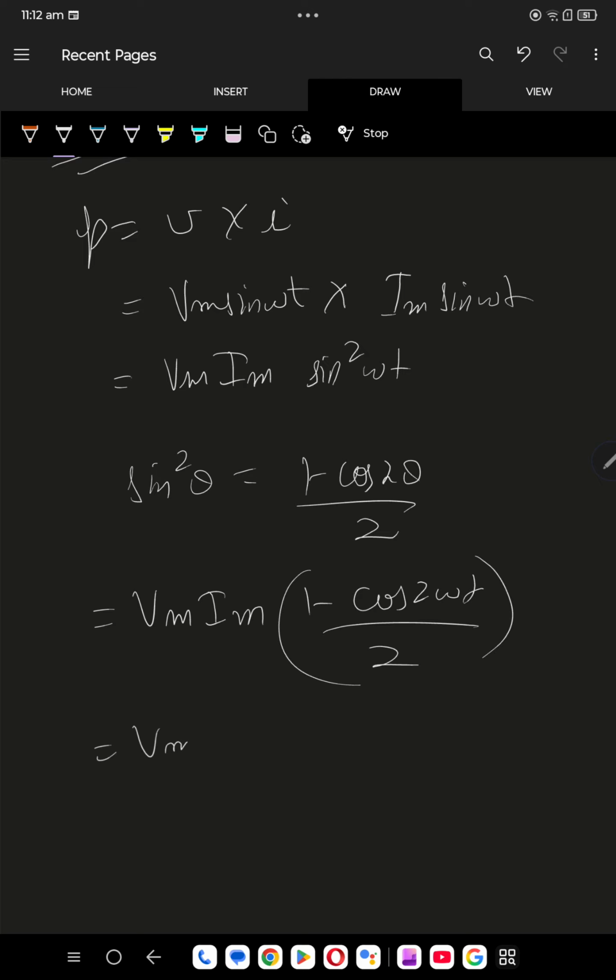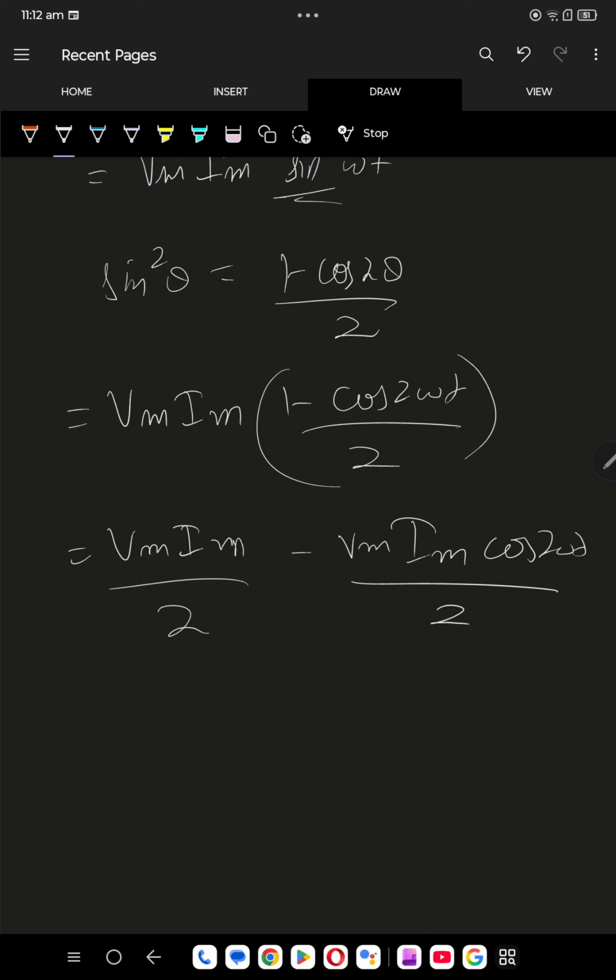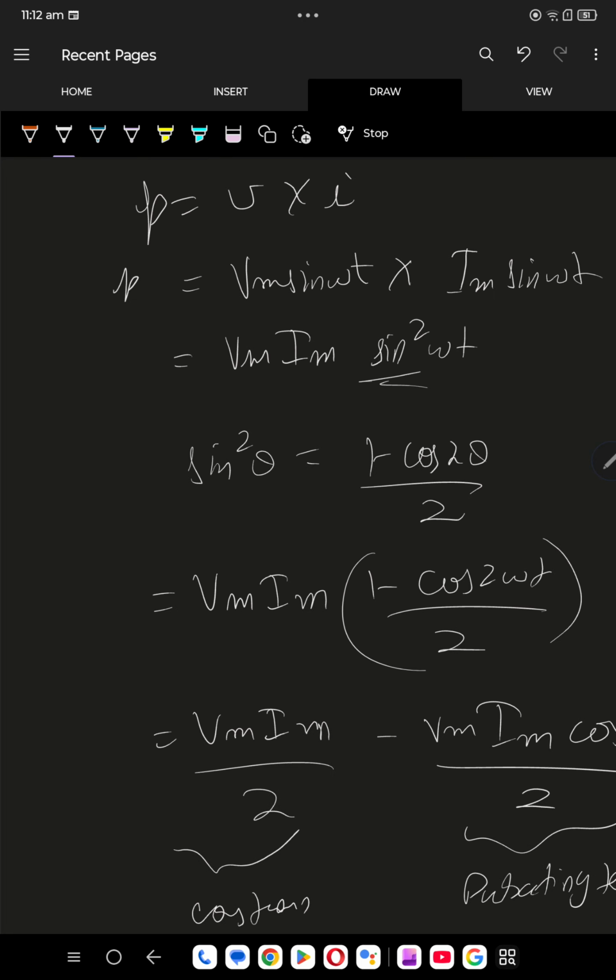That is equal to Vm Im, and don't forget the bracket. If you forget the bracket, then the problem starts. Here it was a single term, here it is more than one term, so the bracket is required. Vm Im by 2 minus Vm Im cos 2 omega t by 2. I told you whichever has cos omega t or sin omega t or such kind of terms will be called the pulsating term. This is the constant term.